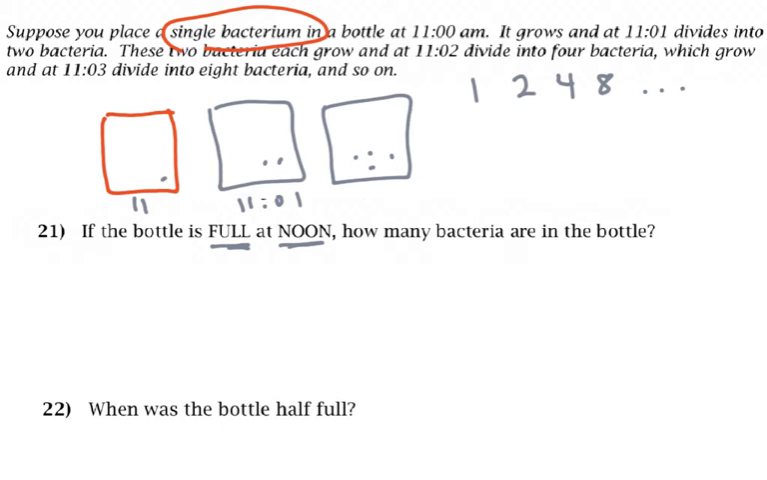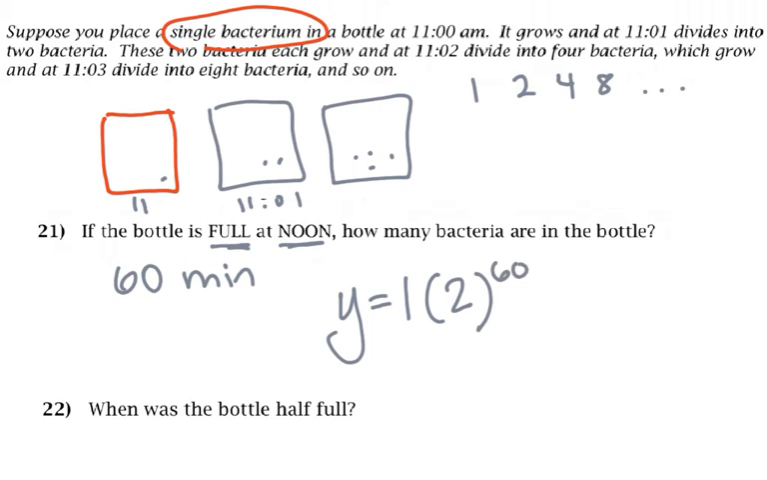Okay, so let's think about how many minutes have happened between 11 a.m. and noon. So that's 60 minutes. Okay, so we know that the equation is going to be, we're starting with one bacteria, it's going to double, and we're going to do that for 60 minutes. So how many bacteria is that? So 2 to the 60th power is what I'm asking.